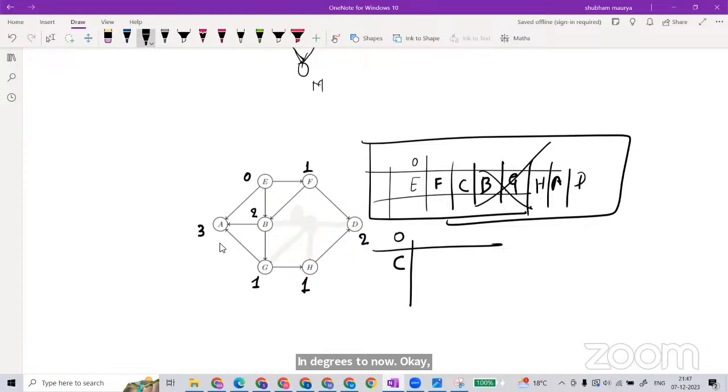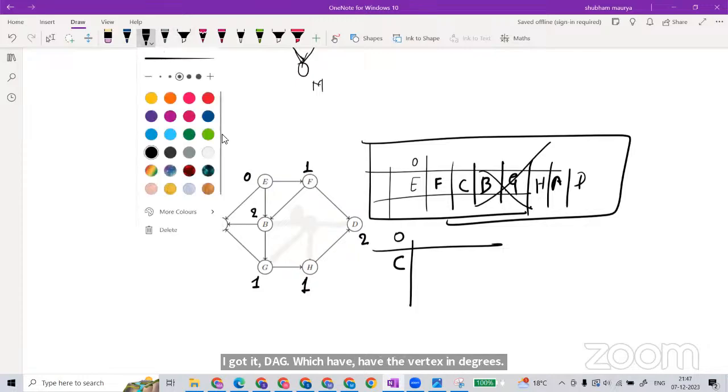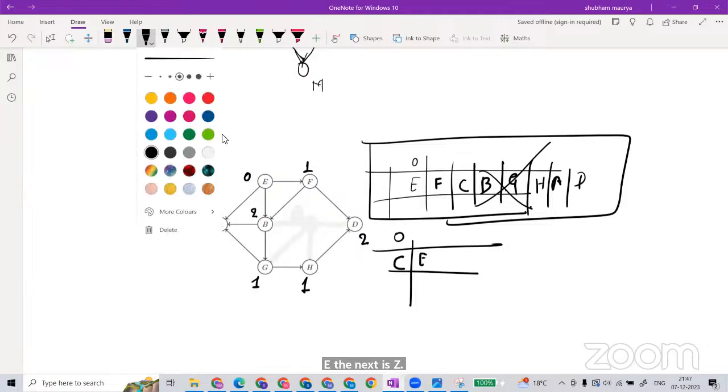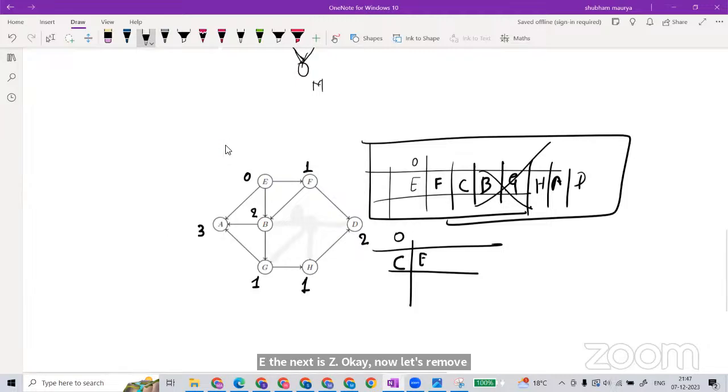Now which has the in degree 0? If after removing a vertex, you will always get a DAG. So after removing this vertex C, I got a DAG in which E has in degree 0. So let's list out E. The next is E. Now let's remove that vertex E. I will remove the outgoing edges adjoined with the vertex.